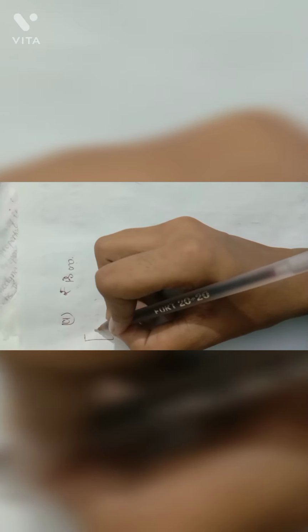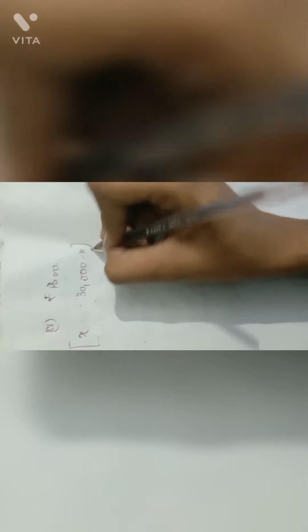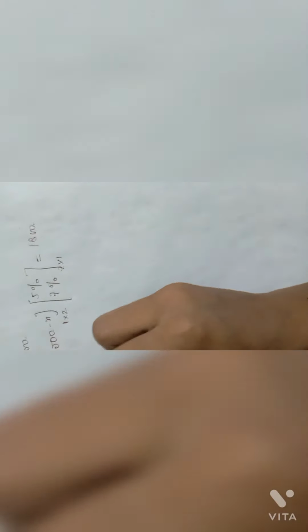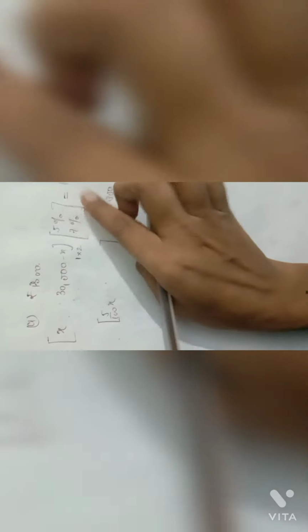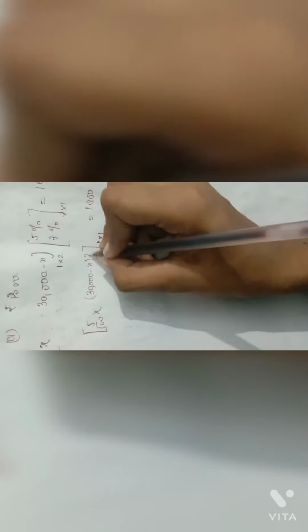Now we have to make matrices. Let us make a matrix of investment, X and 30,000 minus X, and the other matrix of 5% and 7%, which equals 1800. The order of the given matrices is 1 cross 2 and 2 cross 1, so we will get a matrix of order 1 cross 1, which equals 1800. Now X into 5%, that is 5 upon 100 of X, plus 30,000 minus X into 7 by 100.